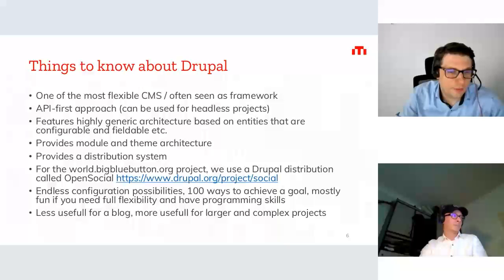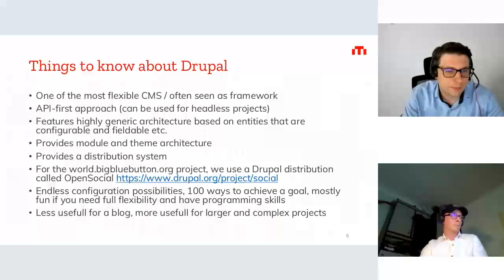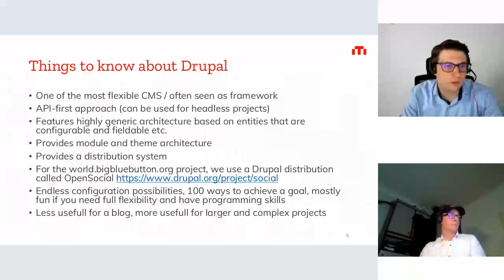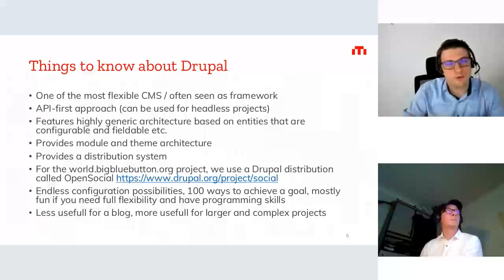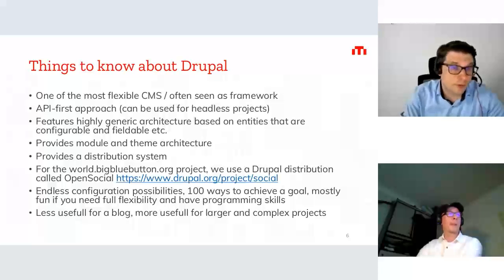It provides a module and theme architecture, and above that, it also provides a distribution architecture, so that you can build distributions that you can redistribute, kind of Drupal flavors. The BigBlueButton World site, world.bigbluebutton.org, is basically built on this Drupal distribution, Open Social. That's basically an event, conference, or social platform kind of Drupal site.